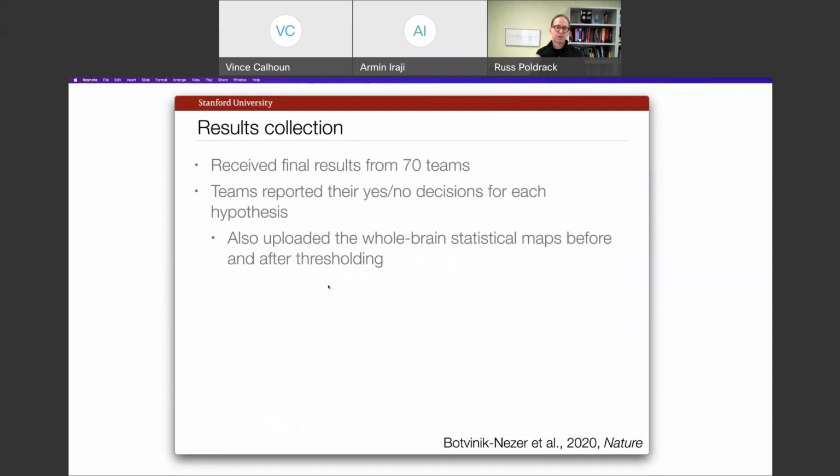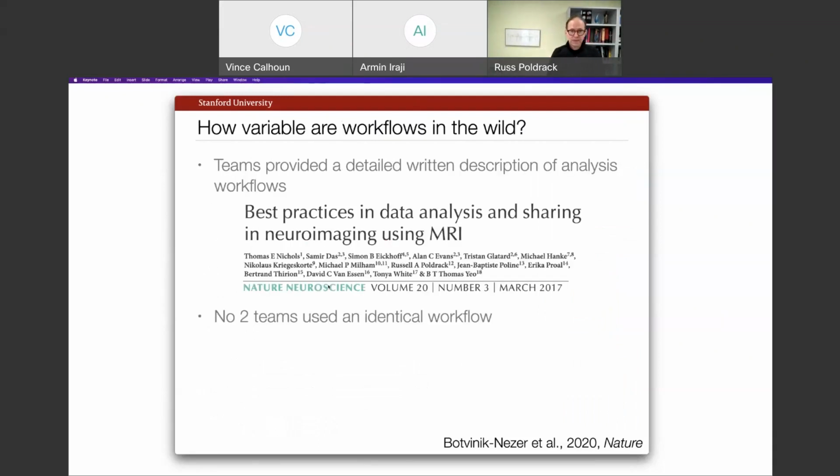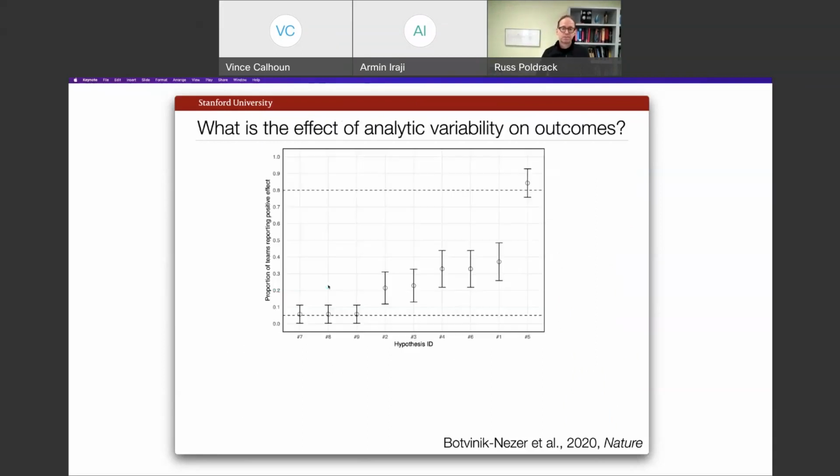In addition to their yes/no decisions, they also uploaded whole brain statistical maps both before and after thresholding. Interestingly, we asked them to give us a written description of their analysis workflow based on the COBIDAS report from a few years ago. And no 2 teams used an identical workflow. And strikingly, it was often hard to tell what they had actually done, even from these 10 to 15 page long reports.